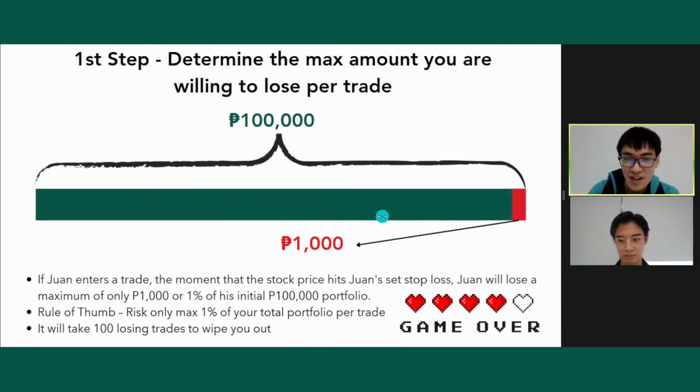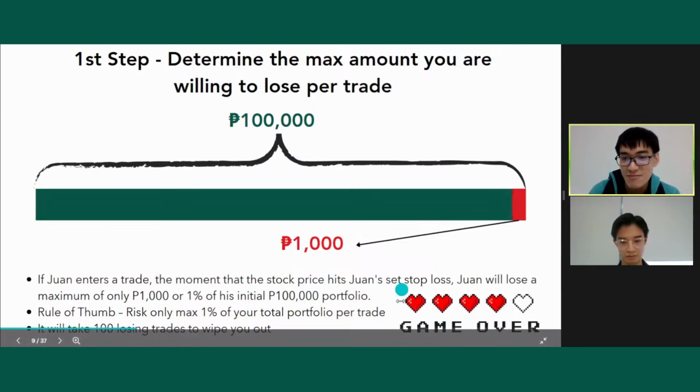Basically, if you're gonna trade, you're only risking this small amount, diba? You're only risking this much. That means if you place a trade, if the price hits your stop loss, tumama sa stop loss mo, you should only be losing a maximum of 1,000 pesos. How you can think about it is, think of it as a video game. Diba sa mga video games may mga health bar?